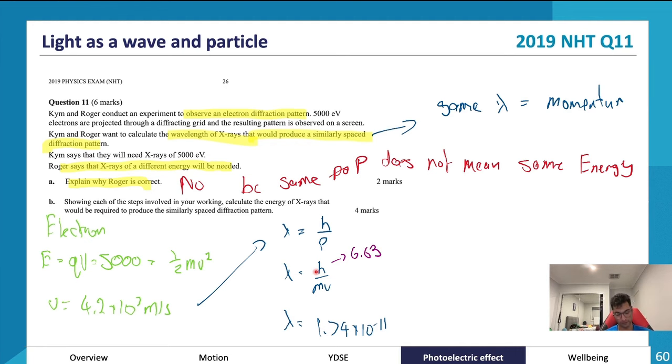Cool. Now we know the wavelength. The question asks us to calculate the energy of the X-ray. So if we know the wavelength, then the energy is simply hc divided by lambda.